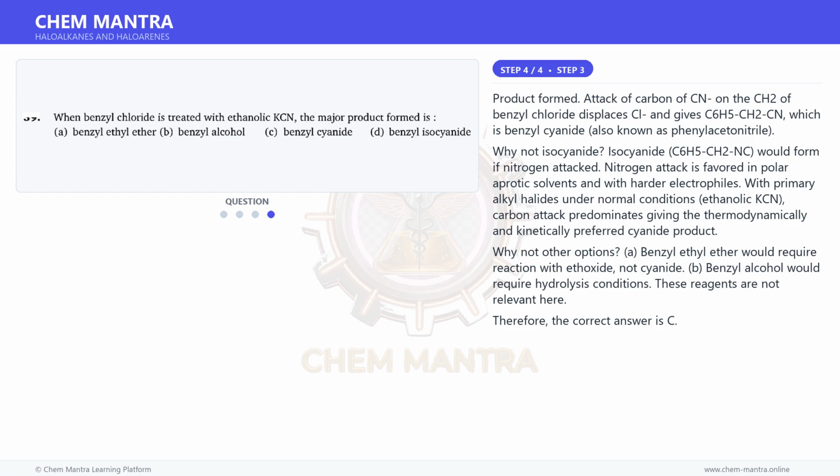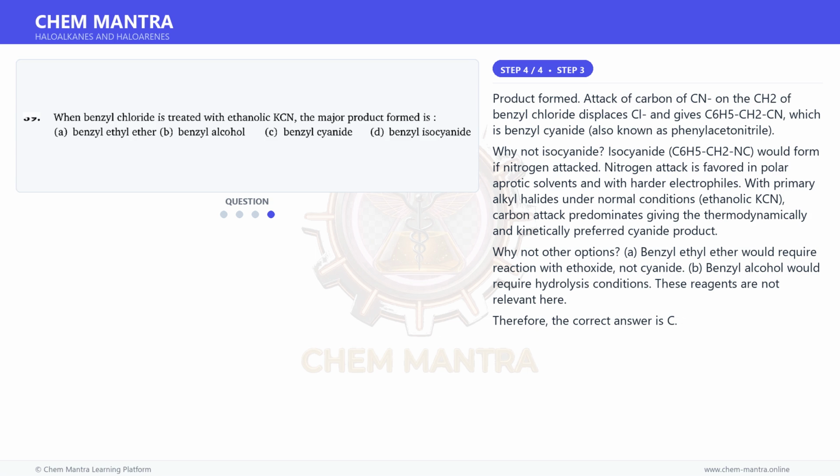Product formed. Attack of carbon of CN on the CH2 of benzyl chloride displaces Cl and gives C6H5CH2CN, which is benzyl cyanide, also known as phenylacetonitrile.